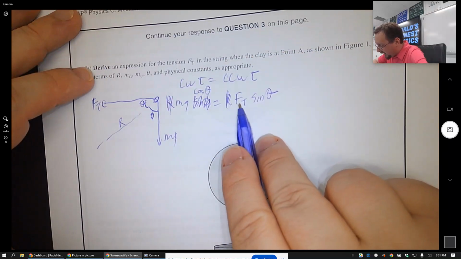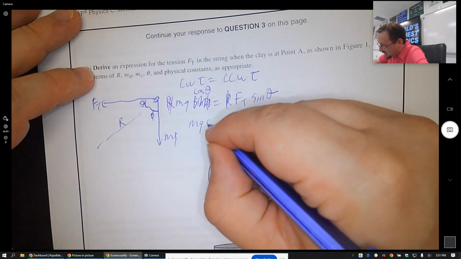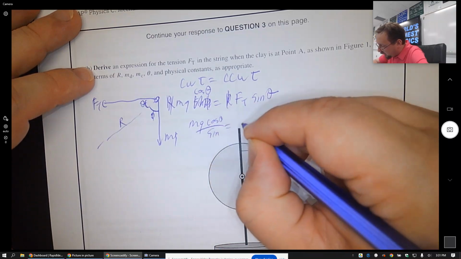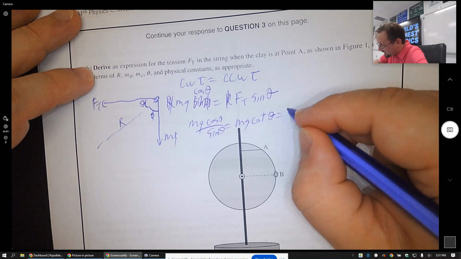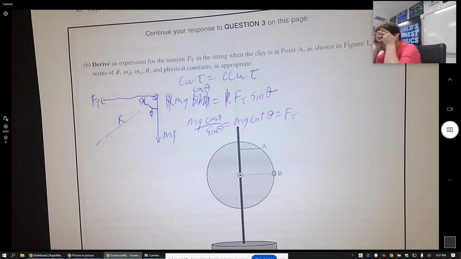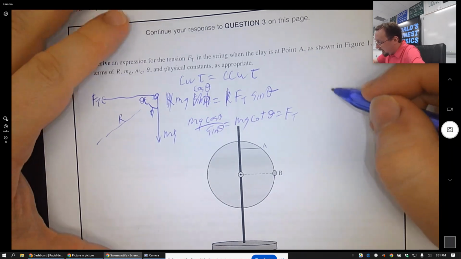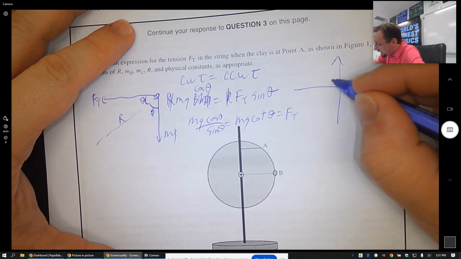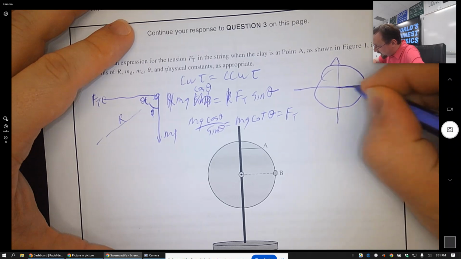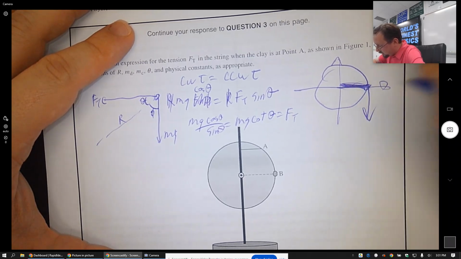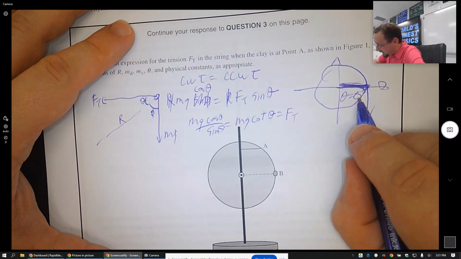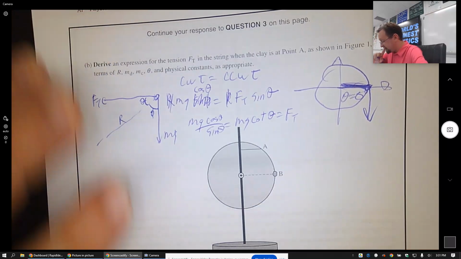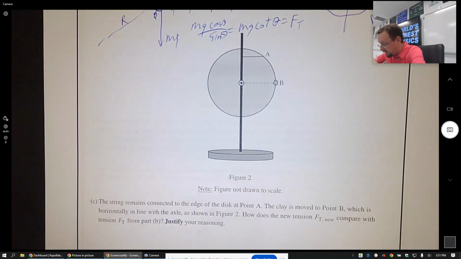So what am I solving for? F tension. So there's going to be mg cosine divided by sine, or mg cotangent of theta, is equal to force tension. Do I believe that? Here's why this makes sense. If the clay was right here, then no amount of tension could prevent this from rotating. And so at theta equals 0, I should get infinity, and cotangent of 0 is infinity. Okay, just making sure. All right, undefined.